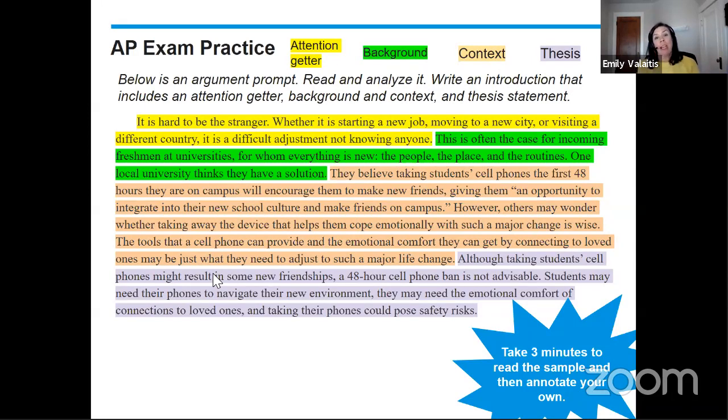And then I'm also going to ask for you to annotate your own introduction. You might not highlight it if you don't have a highlighter nearby. So it could just be marking in the margins which of those 4 things you have: the attention getter, the background, the context, or the thesis. So take about 3 minutes to pause the recording, read this sample with those annotations in mind, and then annotate your own. And then when you're ready, you can hit play again, and I'll give you some things to think about.